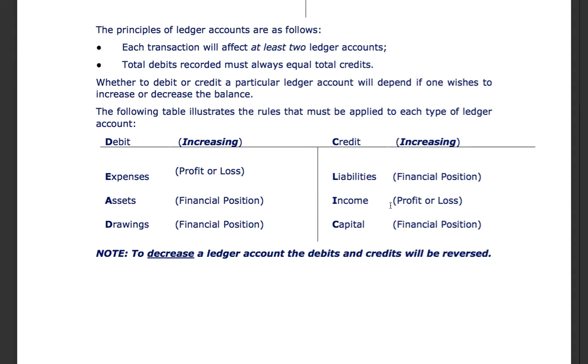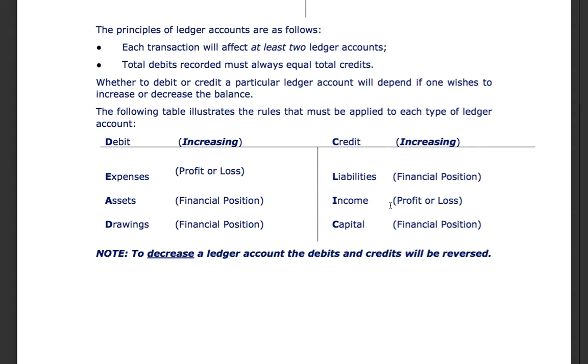Let's talk about assets. What do you do when you want to increase the asset? Do you debit it or you credit it? You debit it. It increases. In other terms, I always say, what's the nature of assets? It's debit, because you have to increase it by debiting it, right? Same thing for drawings. Drawings is also considered like expenses, so you have to debit it to increase it.